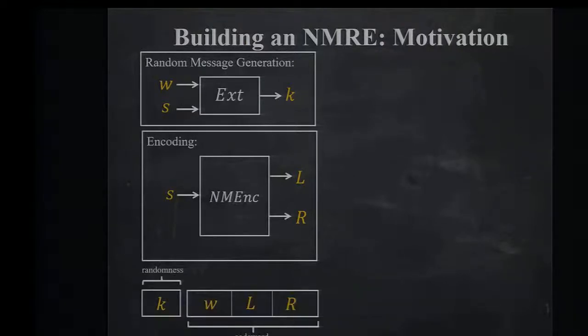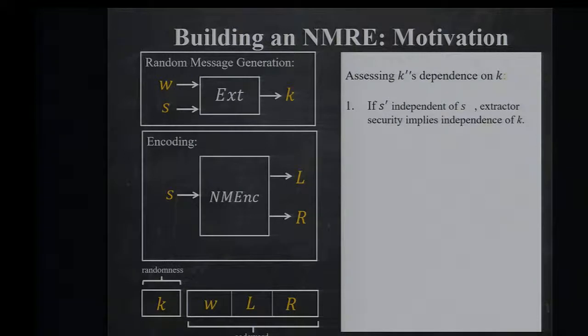Okay, so now what would the code word be? I need to convey W and I need to convey the seed, so therefore I'm going to have a three-state construction where one state stores the source W, and the other two states store the encoding of L and R.